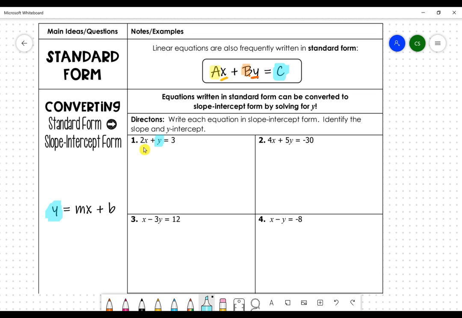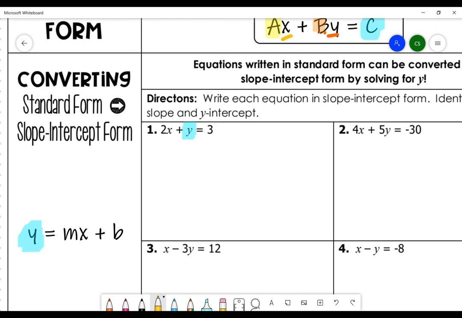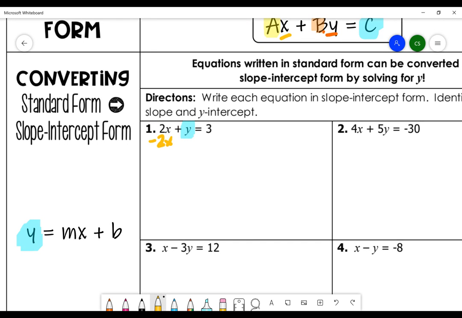So how do I move 2x from here to here? Well, I subtract it. So subtract 2x from this side. Then you already know that means I have to do what to the other side? Subtract 2x. Notice when I subtracted 2x from the other side that I did not line it up with that 3. Why not? Because they're not like terms. Well, if I have 2x's and my mommy takes my 2x's away, how many do I have? None. And I bring down my y.